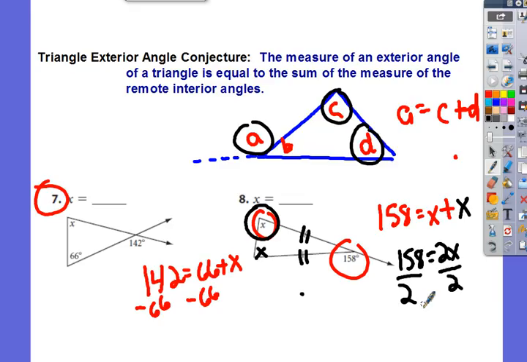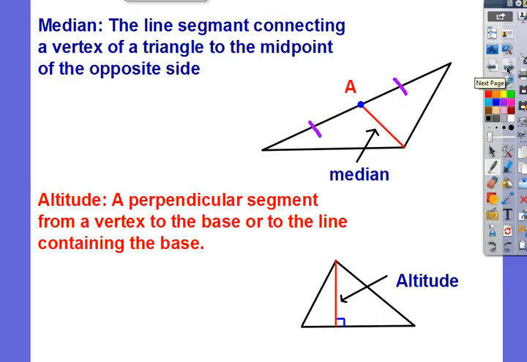Pause. Make sure you understand. I'm moving on. And then we have median and altitude. All I want you to do is write these definitions. I'm not even going to talk about them. You need to know what a median is and what an altitude is. We will talk about it later. I just want the definitions down for now. Pause the video.